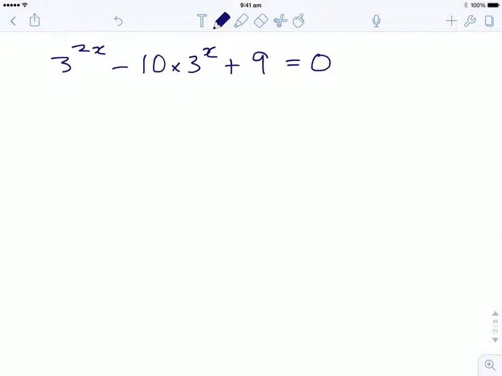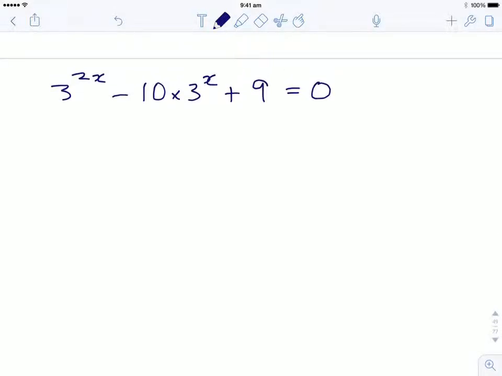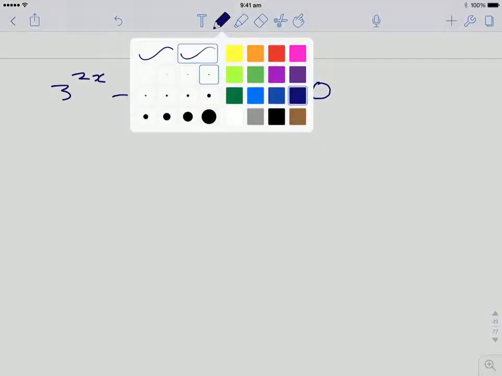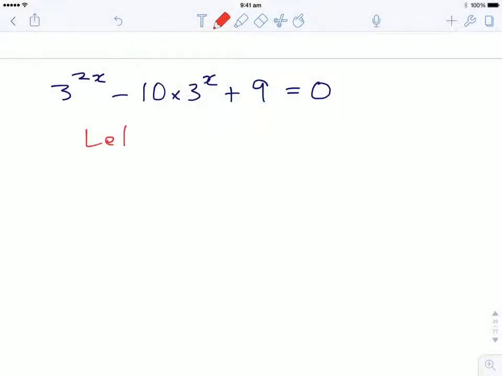This is a different kind of problem now. Looks really strange at the start, but we've also done one similar to this when we were doing trig equations that transform themselves into quadratic equations. Here's the indice or exponential version of that little routine. What I'm going to do here is say let y equal 3 to the x. And you're going to see that this is now a quadratic equation.